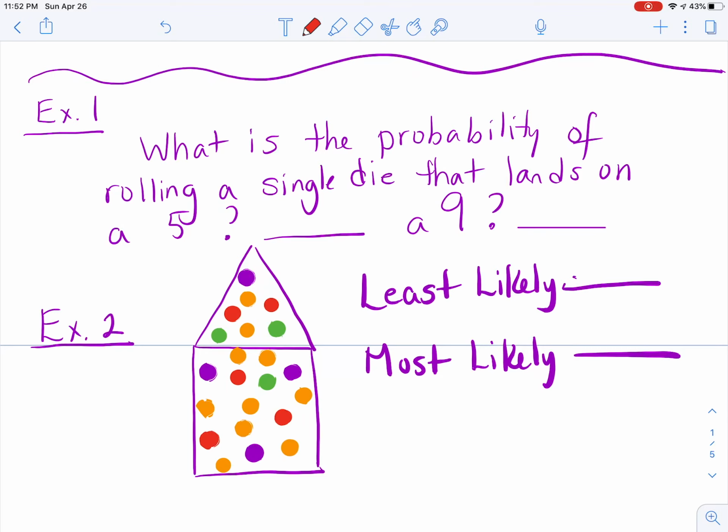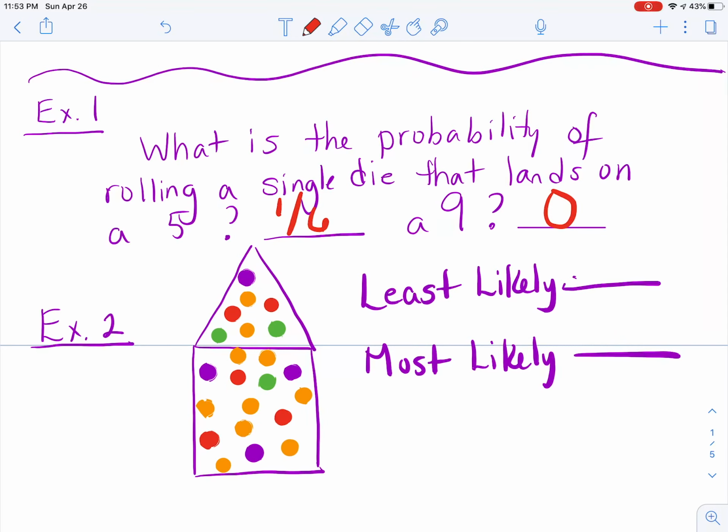What is the probability of rolling a single die, one die like you'd play a game with, and that it lands on the number 5? Now think about a die. It has one dot on one side, two dots on one side, three dots on one side, four dots on one side, five on one side, and 6 on one side. So the probability that it would land on a 5 would be 1 out of 6. The probability to land on a 9, well, there is no 9 on a die. So the probability is 0.